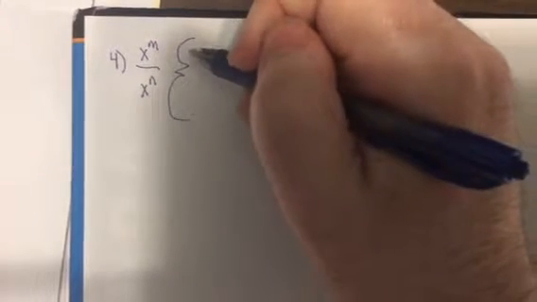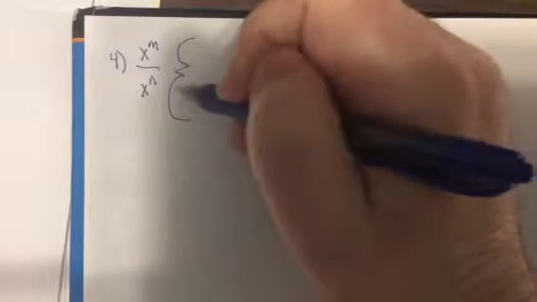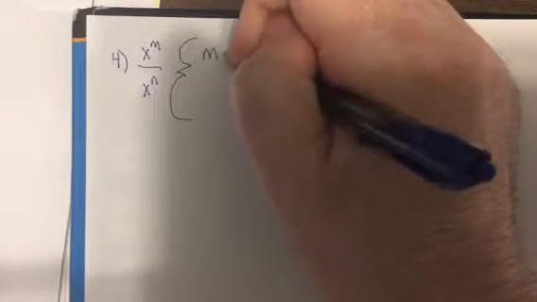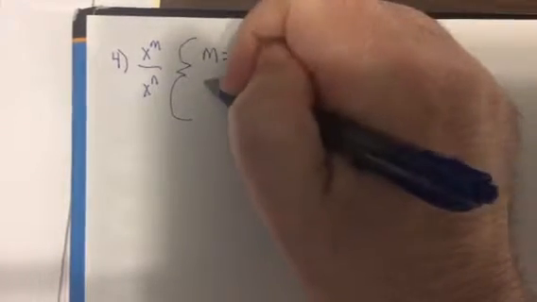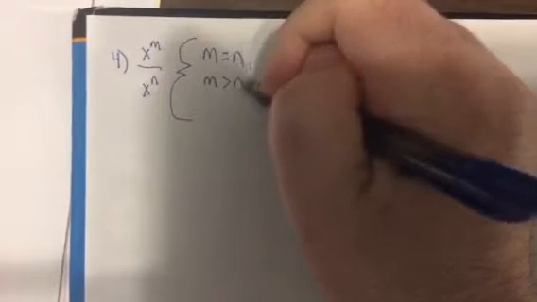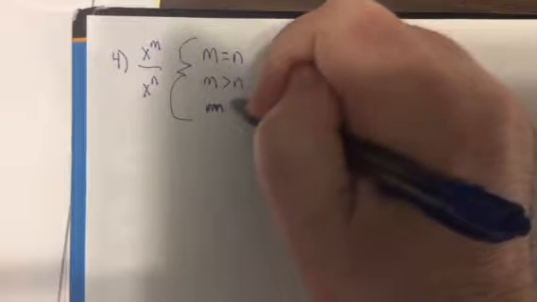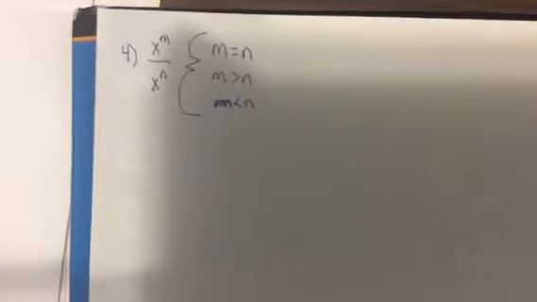So I usually do this. I just put a big woohoo. I don't know what you call that. It sort of looks like the face of Frankenstein. Put a little eye there and mouth there. So what do you do if the powers are the same? What do you do if the top power is bigger? And what do you do if the top power is smaller?